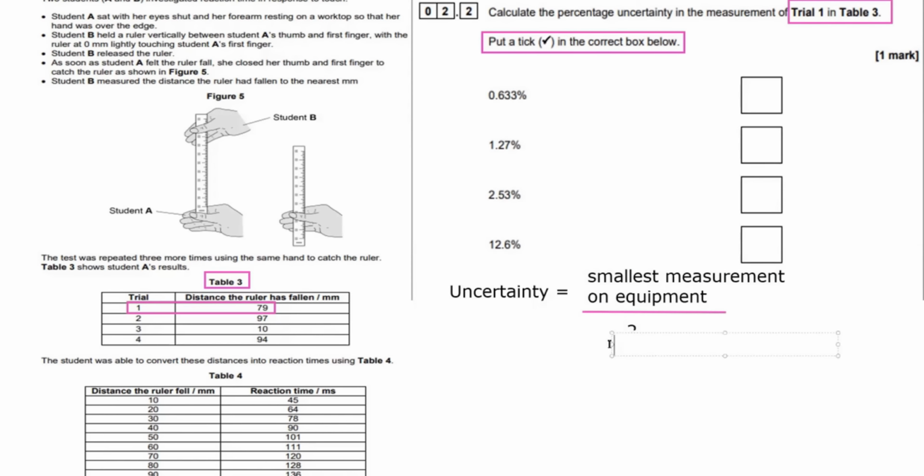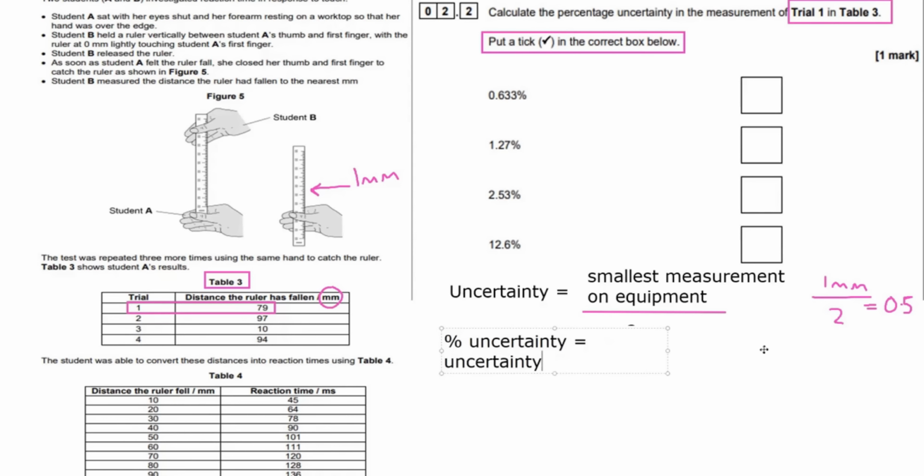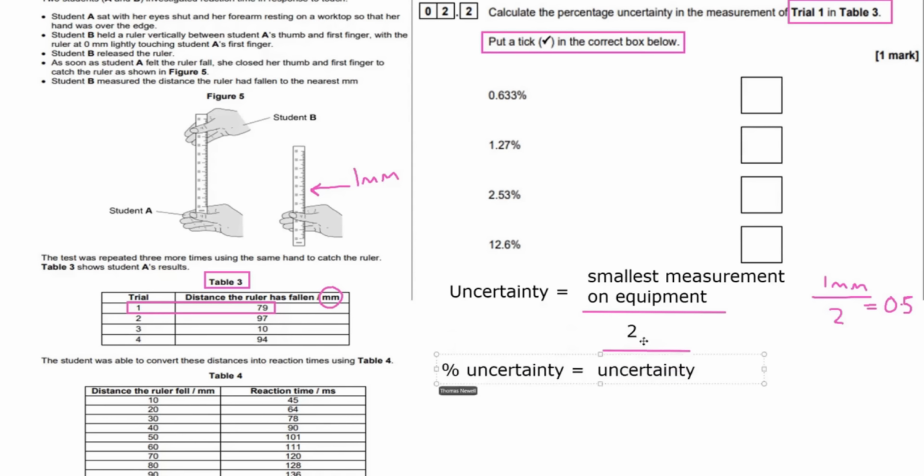How you calculate uncertainty is by taking the smallest measurement on the equipment and dividing by 2. Now, they're using a meter ruler, but the smallest measurements are millimeters. So 1 millimeter divided by 2 equals 0.5. So 0.5 is the uncertainty in this measurement. That's going to change later on. I'm going to show you why that's wrong, but first of all, bear with me.